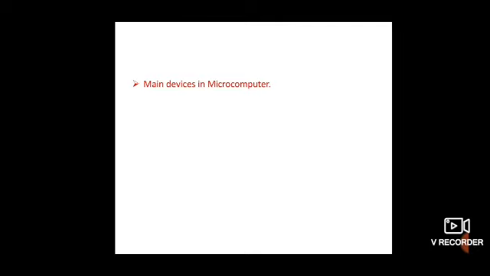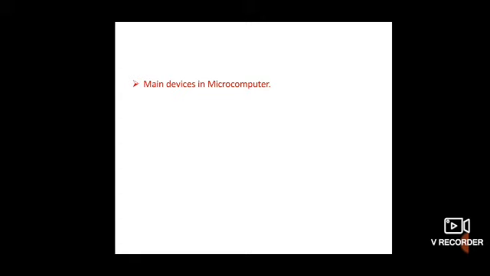Before that, I think every student knows what are the main parts of computer. What are the main parts? Keyboard, monitor, storage device means hard disk, and a very important part, that is CPU, central processing unit. So in today's lecture we are going to see the block diagram of microcomputer and each block in detail.